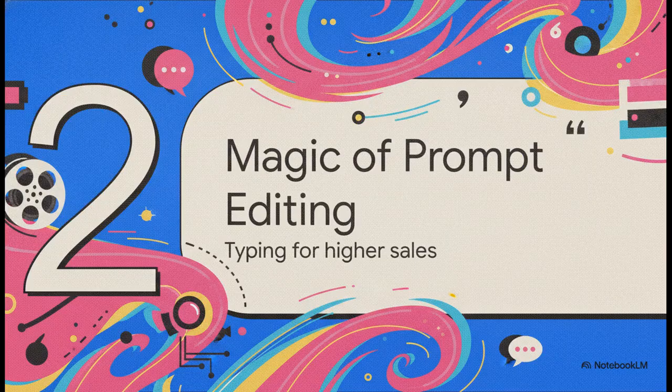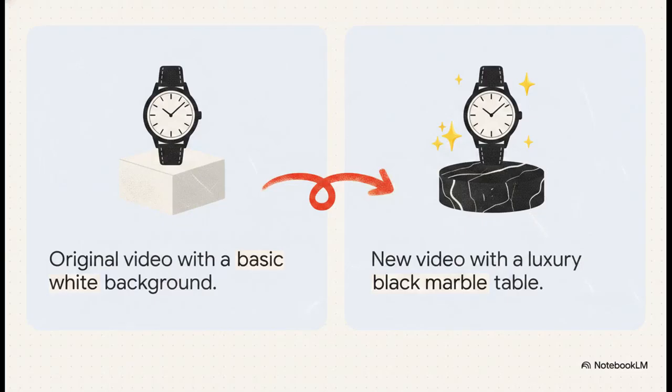Moving on to part 2, the magic of prompt editing. Literally typing your way to higher sales. Picture this. Let's say you sell luxury watches. You probably start with a pretty basic, honestly kind of uninspiring clip, maybe just shot against a plain white background. Well, you just drag that clip in and type something like, replace the background with a luxury black marble table. And boom, instantly, the AI understands the context, swaps out the environment, and suddenly your watch looks like it's sitting right there in a high-end boutique.